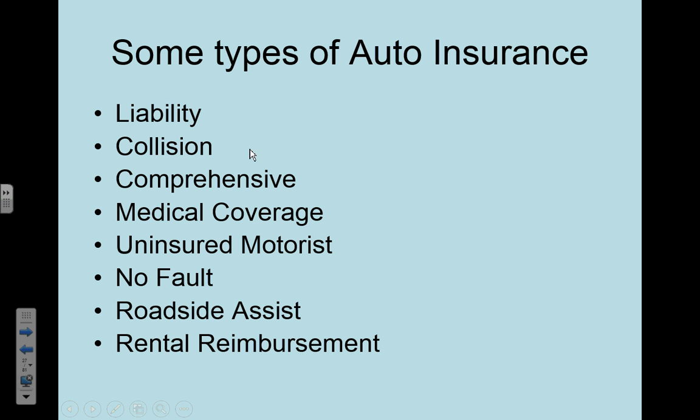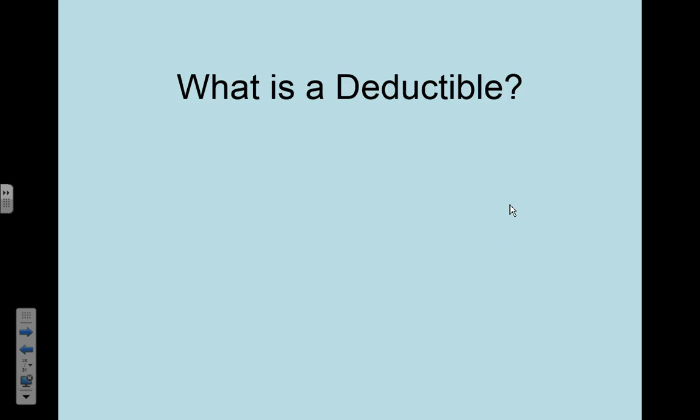I mean, you pay for the amount of coverage you have. So if you just have liability, that's a certain cost. If you get collision too, then your cost of insurance is going to go up. Your premium is going to go up.